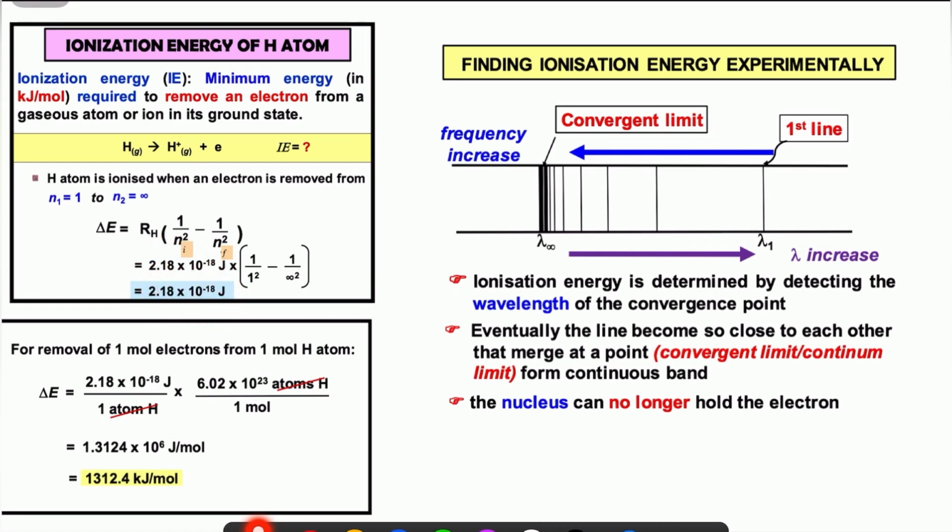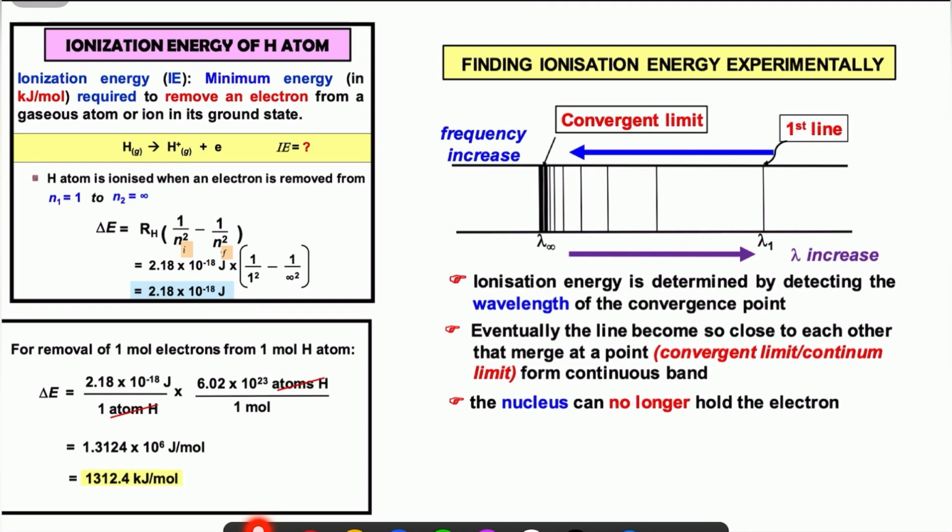Alright, for the removal of 1 mole of electrons from 1 mole of hydrogen atoms, this is the calculation of delta E for the removal of 1 electron from 1 hydrogen atom. This is not for 1 mole. This is the energy for the removal of 1 electron from 1 gaseous atom.